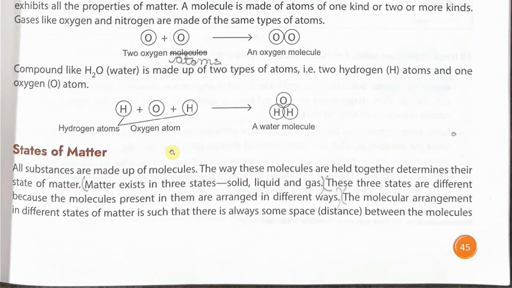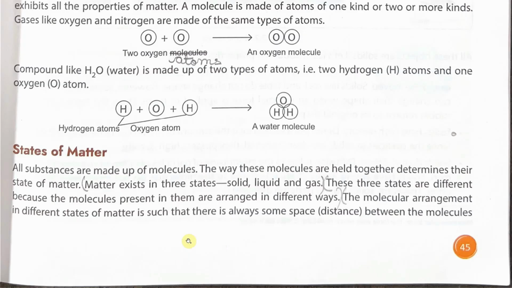States of matter. All substances are made of molecules. The way these molecules are held together determines their state of matter. Matter exists in three states: solid, liquid, and gas. These three states are different because the molecules present in them are arranged in different ways.